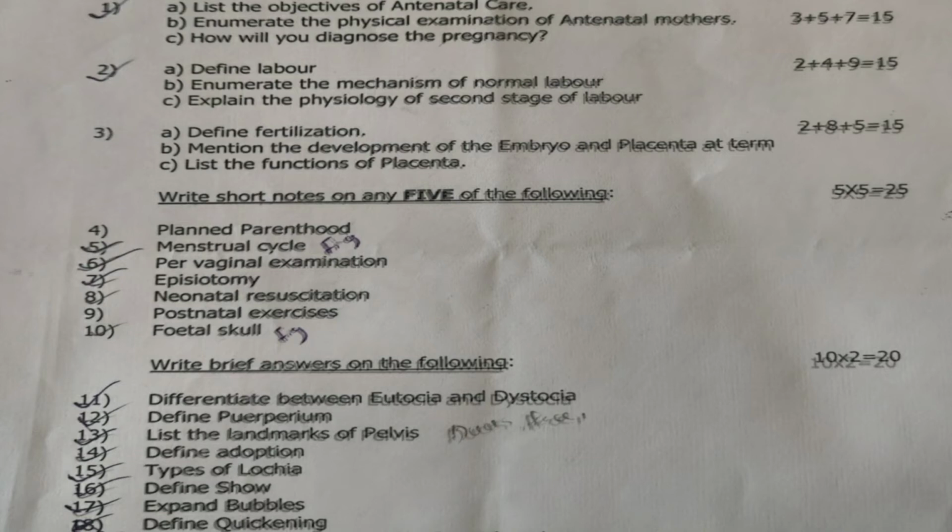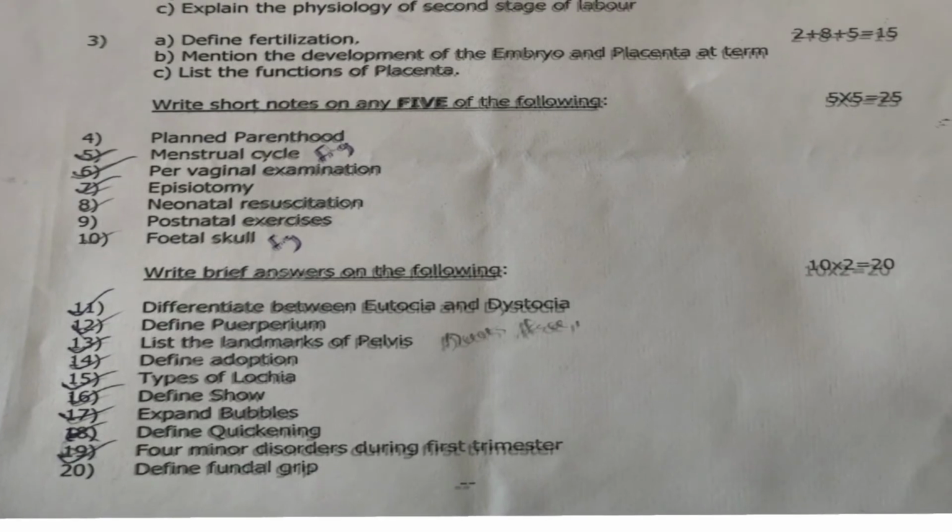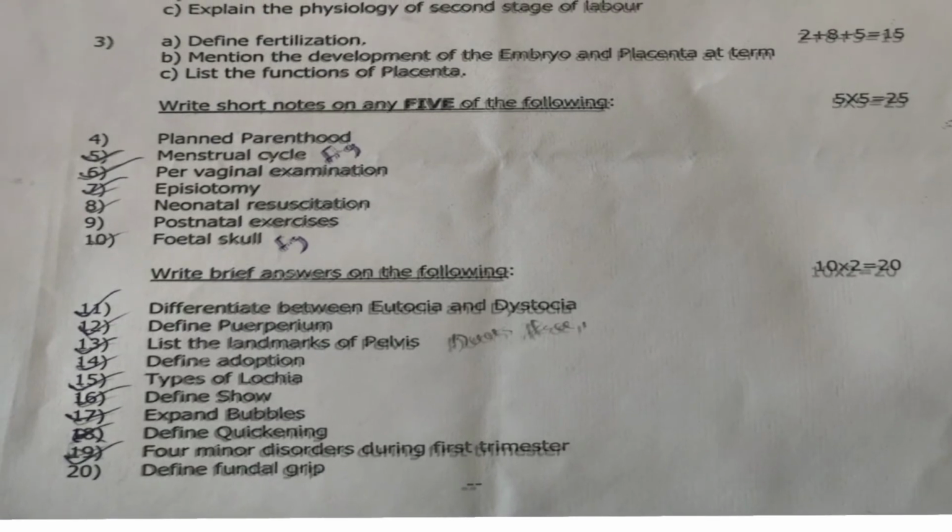So that completes the essay questions. They have given 3 questions. Out of these 3 questions, answer any 2 questions. Next we will move on to short notes. Short notes are for 5 marks each. They will be giving 7 questions. Out of those 7 questions, you have to answer only 5 questions. So 5 into 5 is equal to 25 marks.